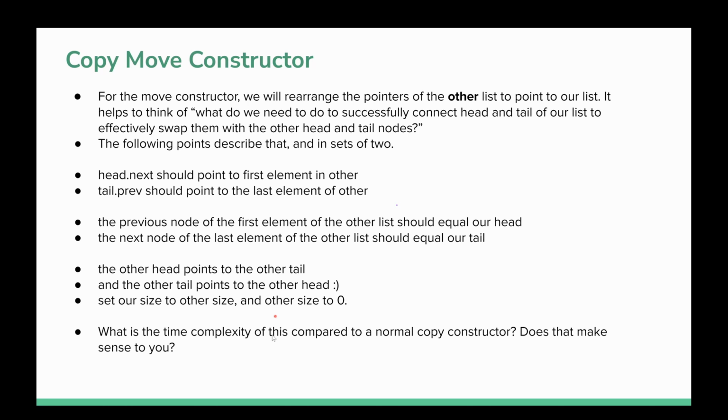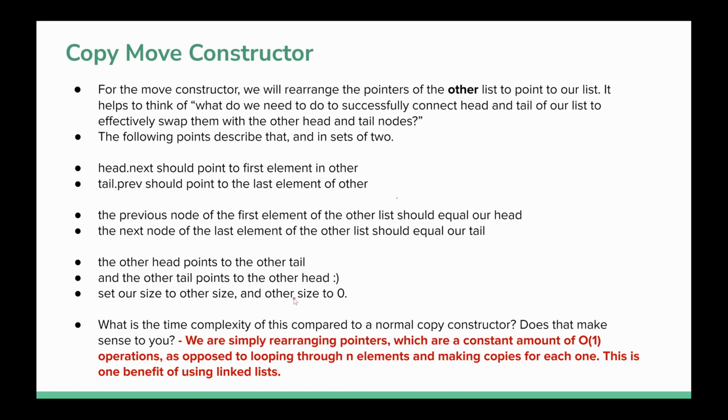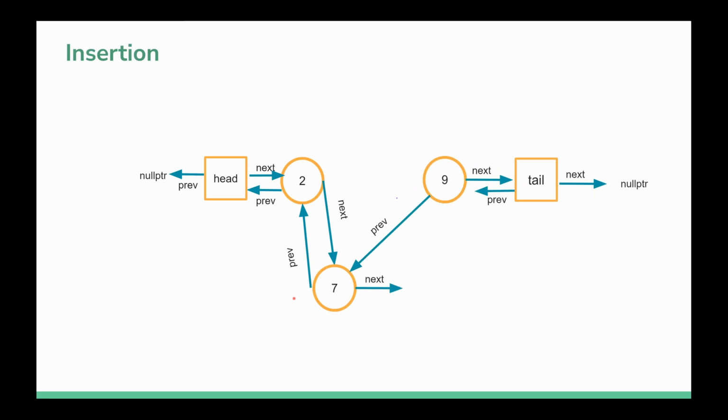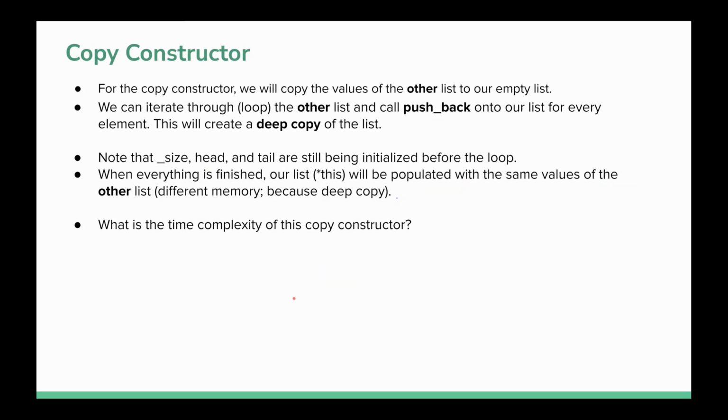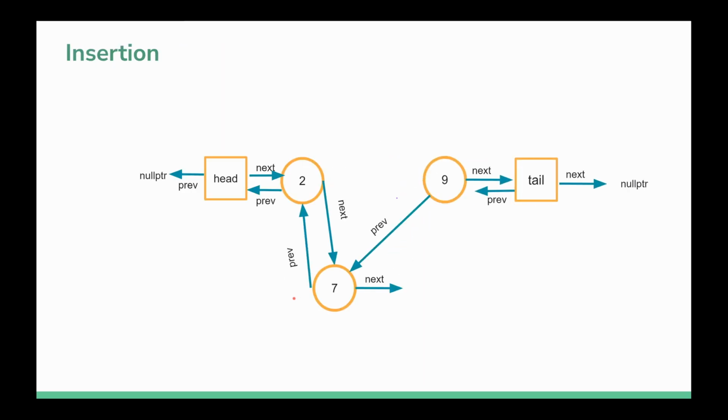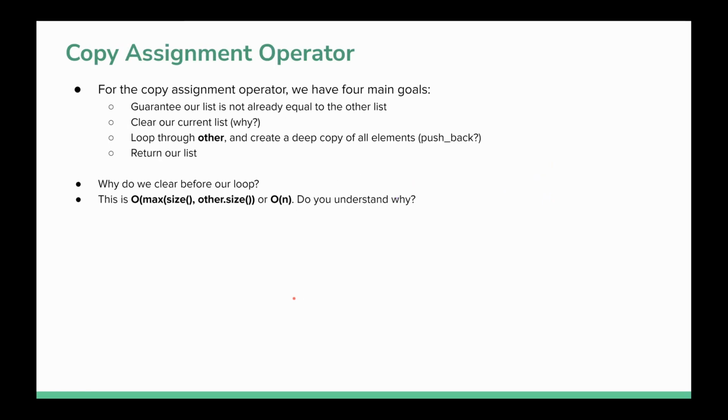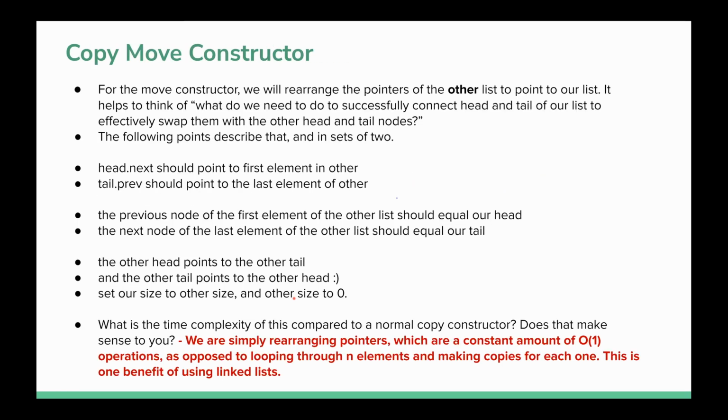Okay, yeah. Because we're just rearranging pointers, it would be an O of 1 operation for our move constructor, which is very efficient compared to our O of n and very useful. If you think about insertion and this, like I said, these are all O of 1 operations. It's very efficient for us to use a move constructor in this context.